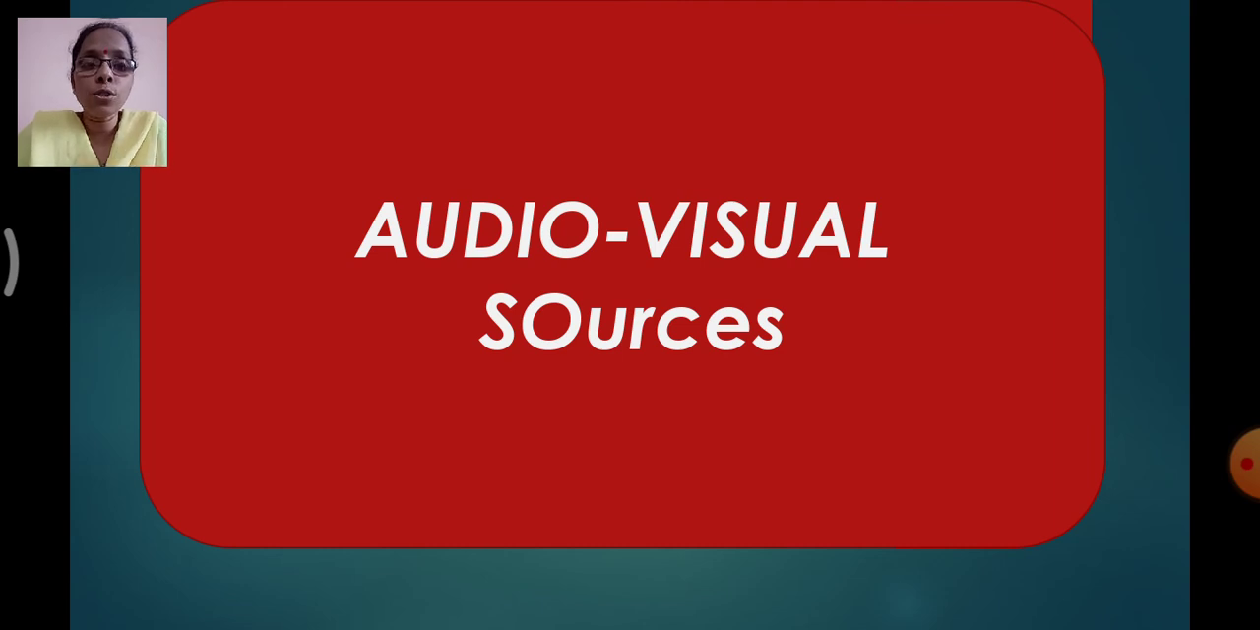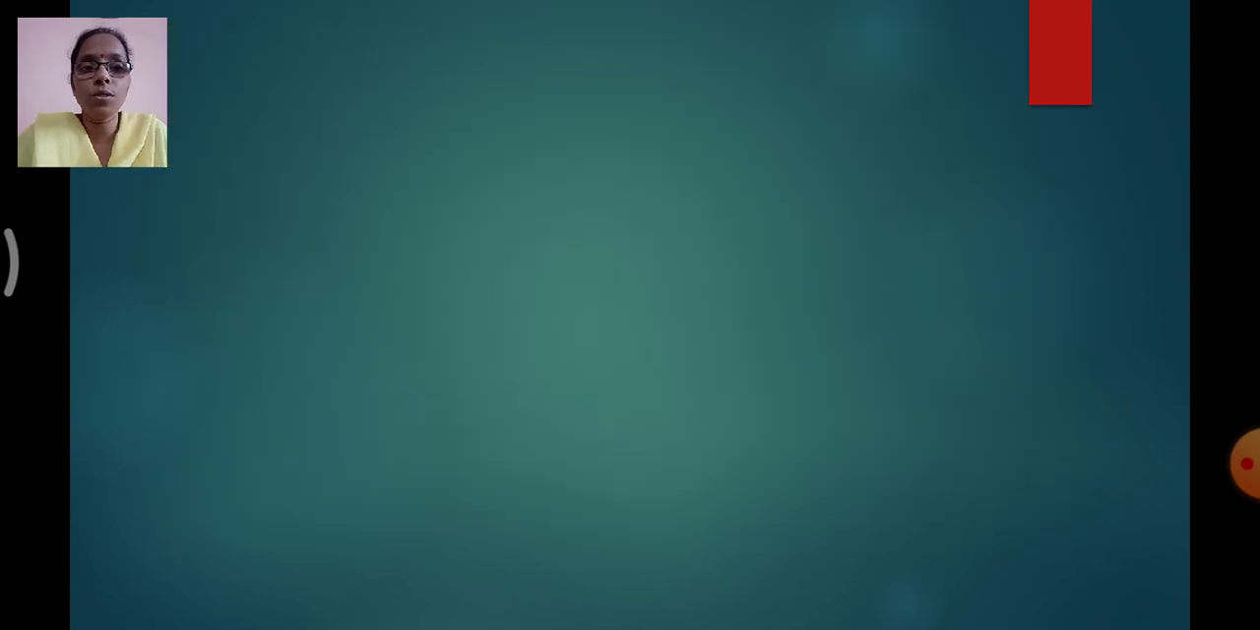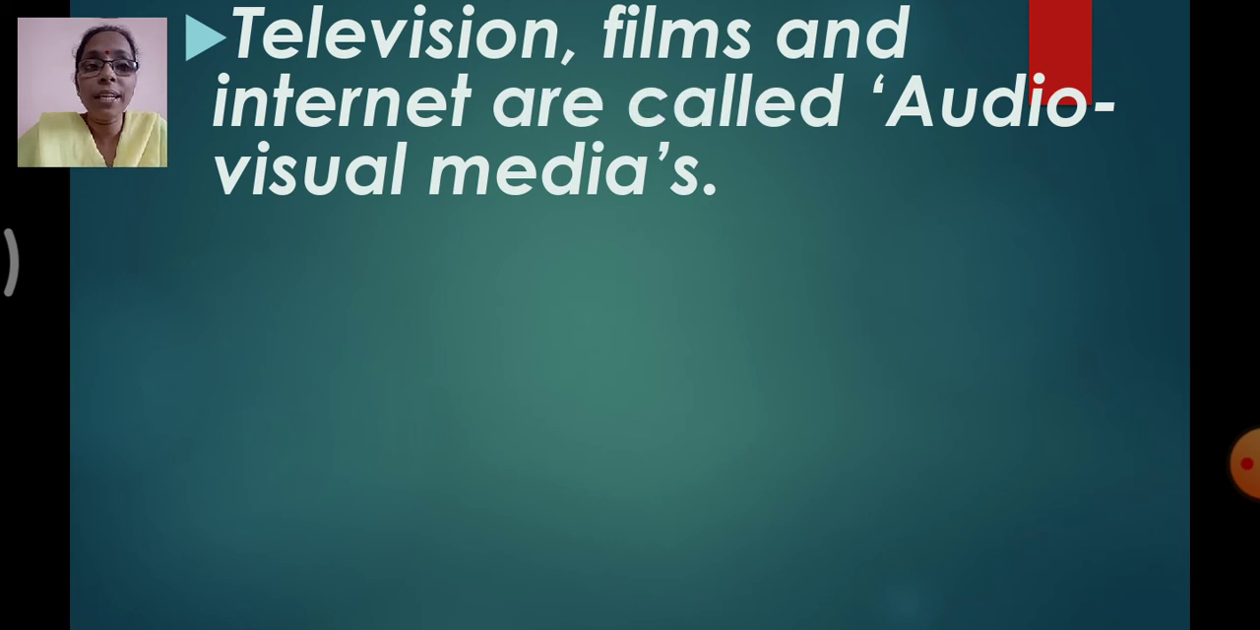Then the next source of information is the audio visual source. Now what comes under audio visual source? In that we find television, films and internet.